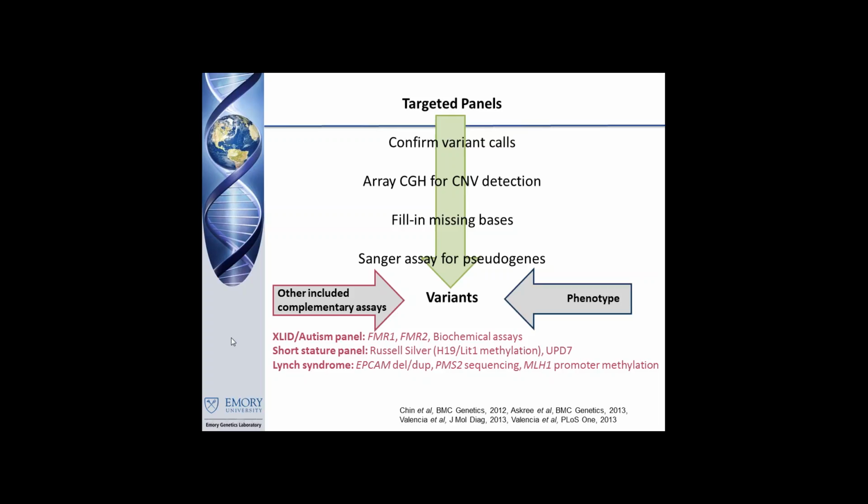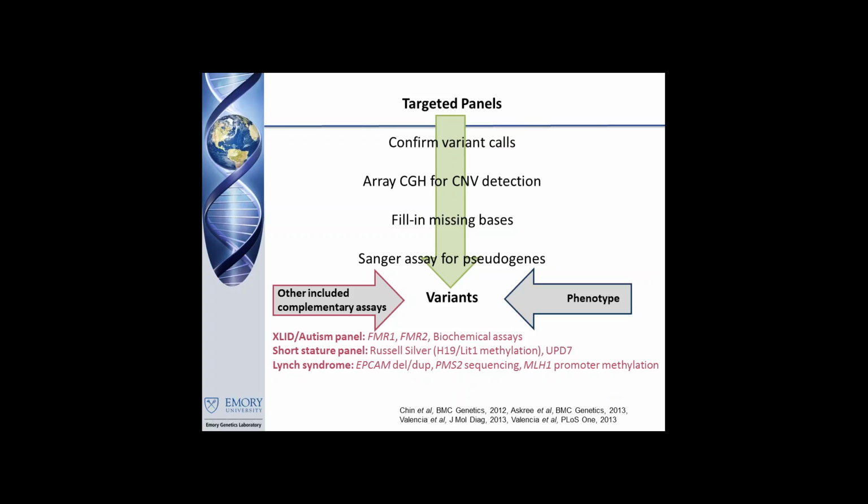XLID and autism panels are commonly ordered. There are, of course, many patients with presentations that make this appropriate, but due to how common Fragile X syndrome is, it's important to remember that FMR1 trinucleotide repeat expansions are not going to be detected by next-generation sequencing, so you need to make sure those assays are getting done as well. Other examples include the H19/LIT1 methylation and UPD for Russell-Silver syndrome that can be included on a short stature panel, as well as UPD7 testing. And when you're thinking about something like Lynch syndrome, you want to make sure that you're specifically looking for deletions and duplications in EPCAM. PMS2 has a pseudogene, so regions of PMS2 are not reliably sequenced by NGS. That Sanger assay is necessary, and methylation assays may be appropriate as well.